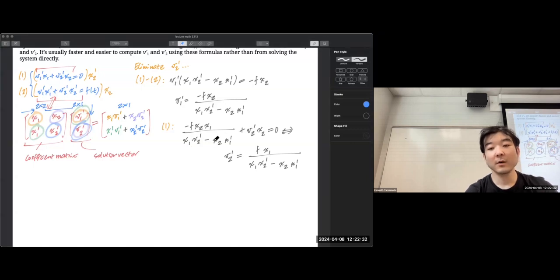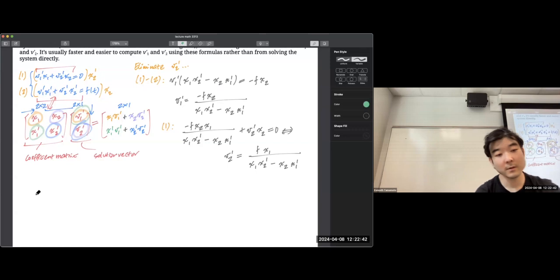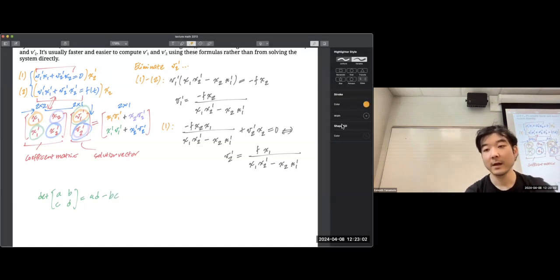So if you look at this coefficient matrix, I'm going to define something else here. There's something called the determinant of a matrix, so I'll write that down. The determinant of a 2x2 matrix, say with entries A, B, C, D, is defined as A times D minus B times C. So it's really just taking these two multiplied together minus these two multiplied together.